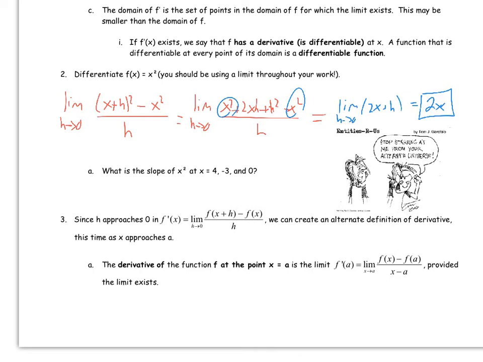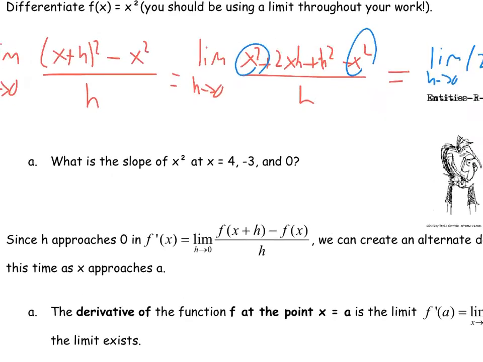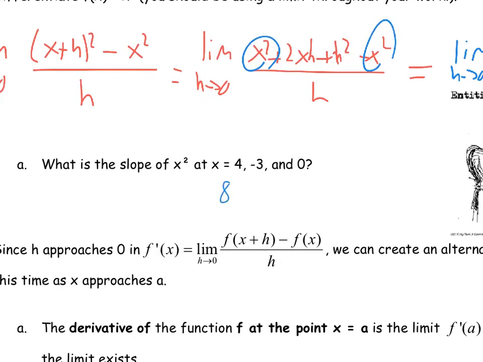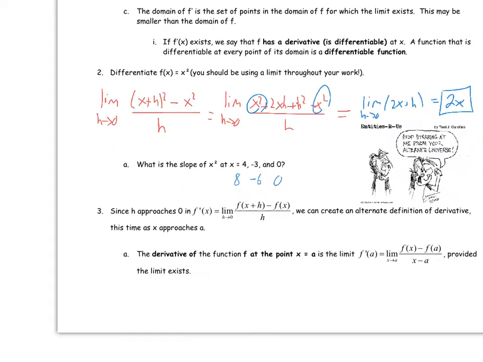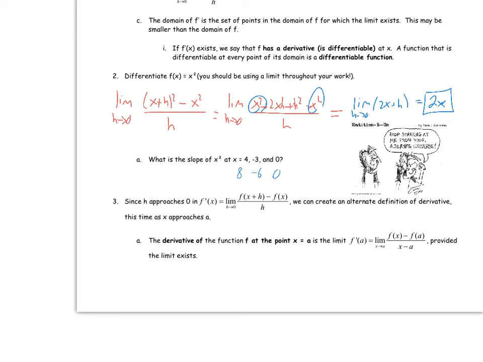And then a, what is the slope of x squared at 4, negative 3 and 0? Just plug those in to the expression we found for the derivative, which is 2x, and so you get 8, negative 6, and 0. So remember, derivative means slope at a point. All right, number 3 is just giving us a different way to do the same thing.